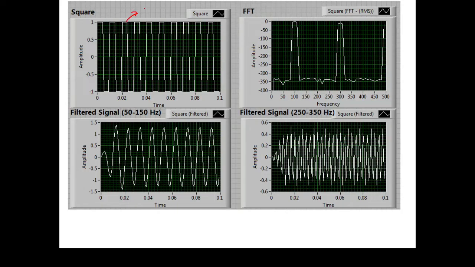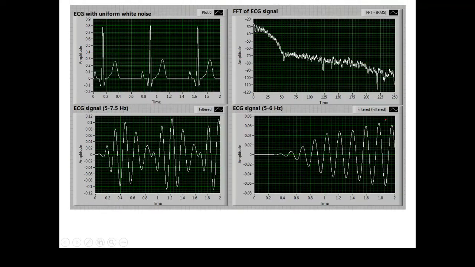Okay, now we know that any signal can be broken down into various frequency components. So take a 100 hertz square wave. If you perform the FFT, you get one peak at 100 hertz, and then there will be harmonics. Once you filter out these signal components by applying a band pass filter, you see we get sinusoidal signals.